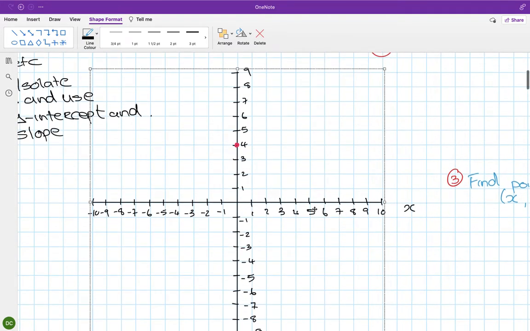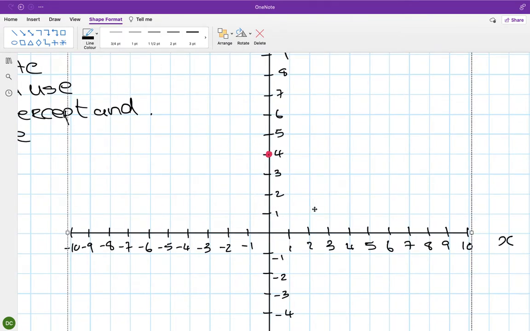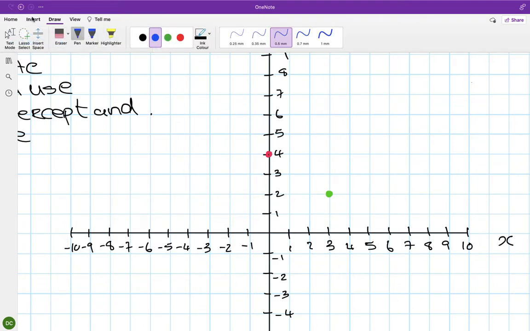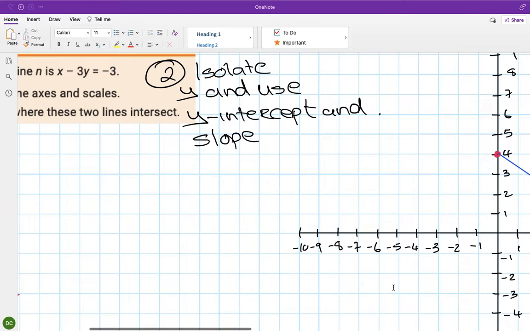Now I'm going to put dots in just so you can follow, because obviously I'm not in front of you, but I will take them out. So I'm going to run 3, so that's 1, 2, 3. Then I'm going to go down 2, 1, 2. And that's where my dot goes. Okay, and then I'm going to insert a line there. I might need to extend that. If I do, I do. Okay, so there's that one.